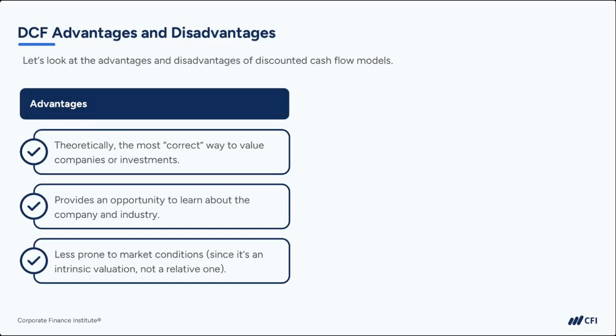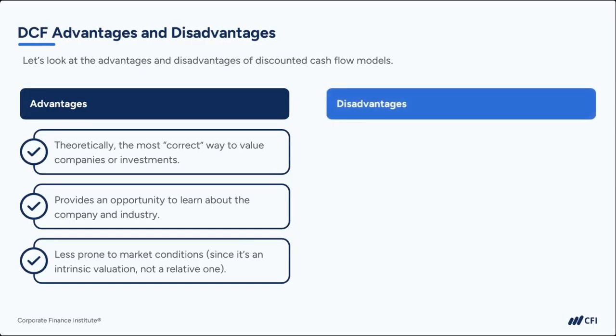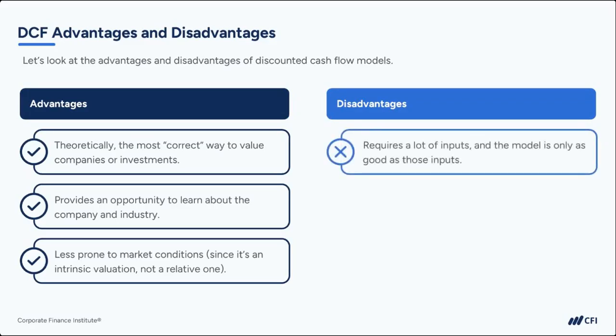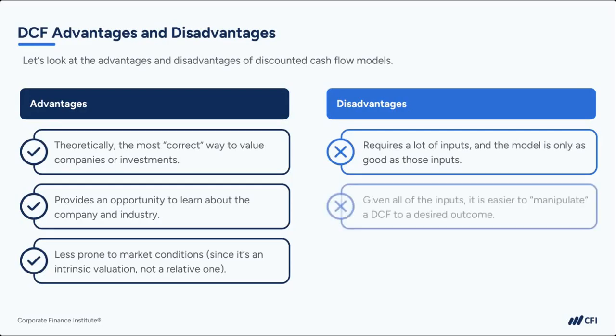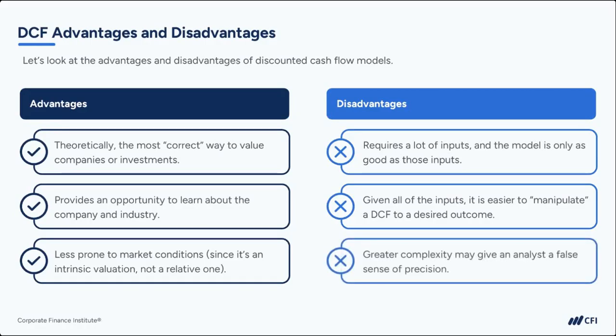But some of the disadvantages, well, it requires a lot of inputs, and the model is only as good as those inputs. Given all of the inputs, it's easier to manipulate a DCF to a desired outcome. And the greater complexity of the DCF model may give an analyst a false sense of precision.